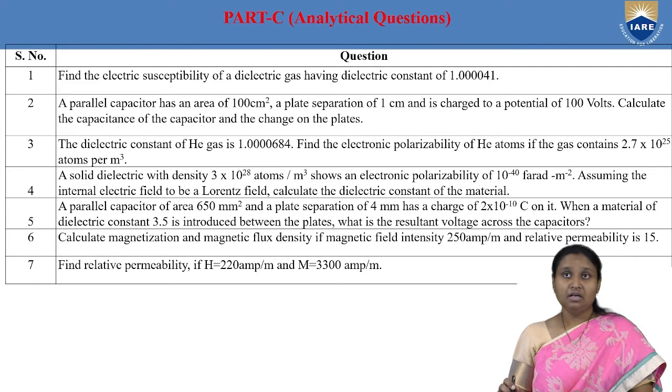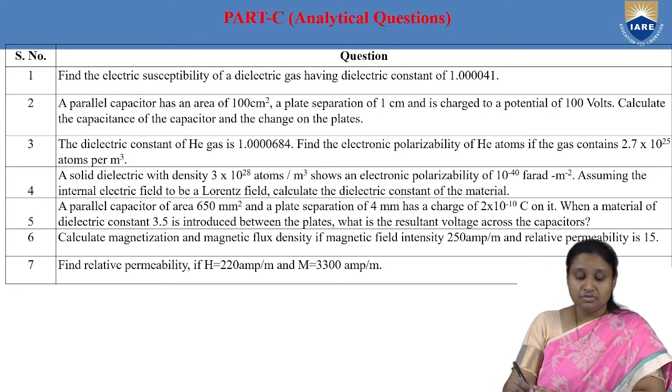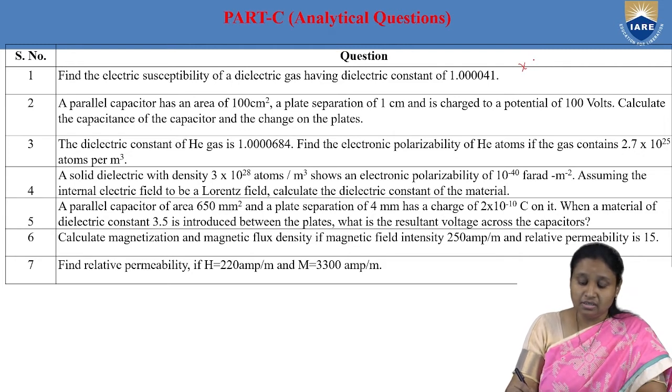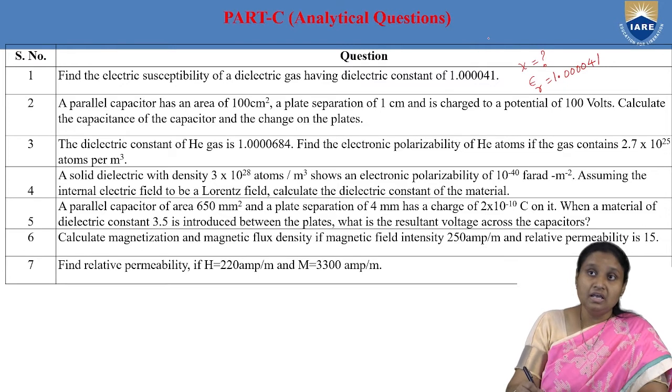So next, coming to part C questions. In the first problem, we were given the value of susceptibility chi, and we were supposed to find the dielectric constant. What is the formula we are going to use here? Simply epsilon r is equal to 1 plus chi.